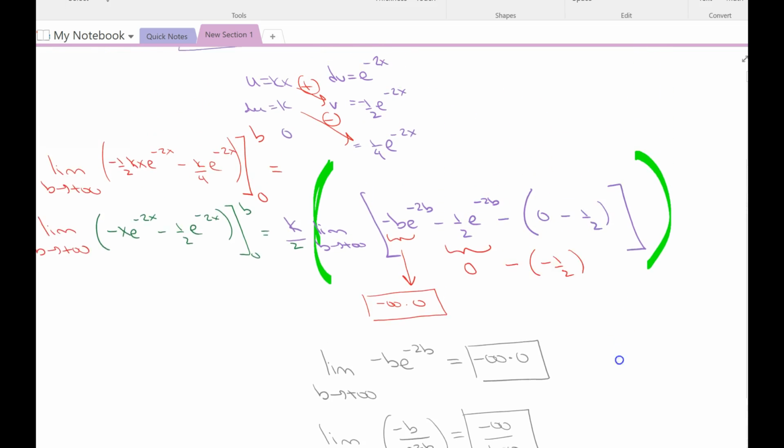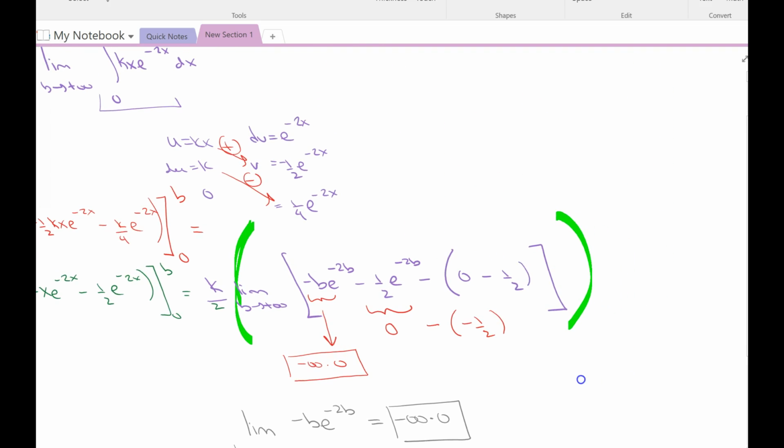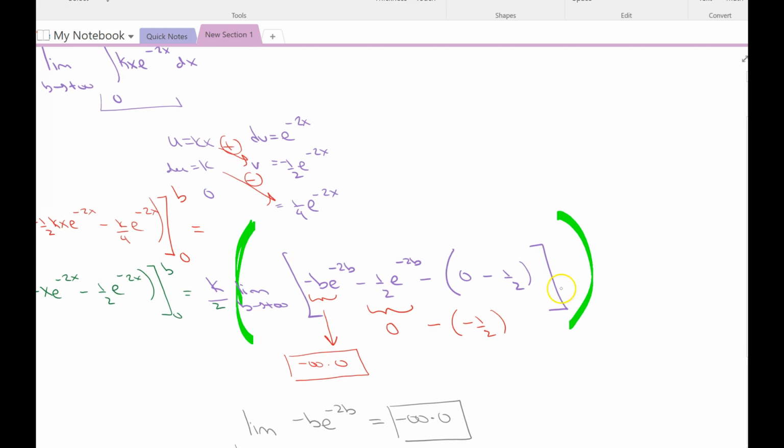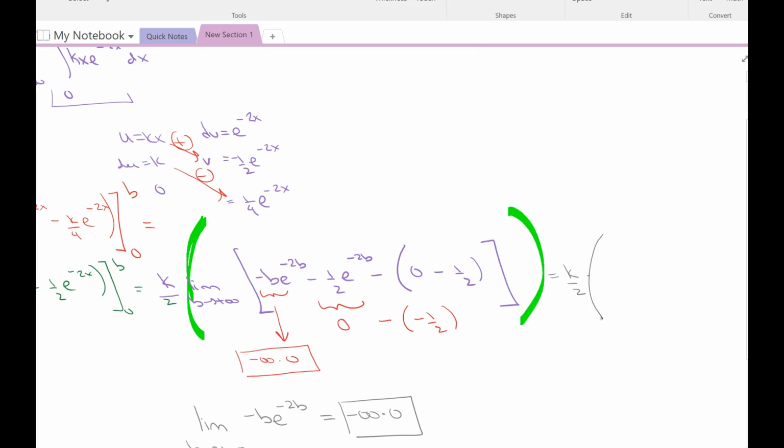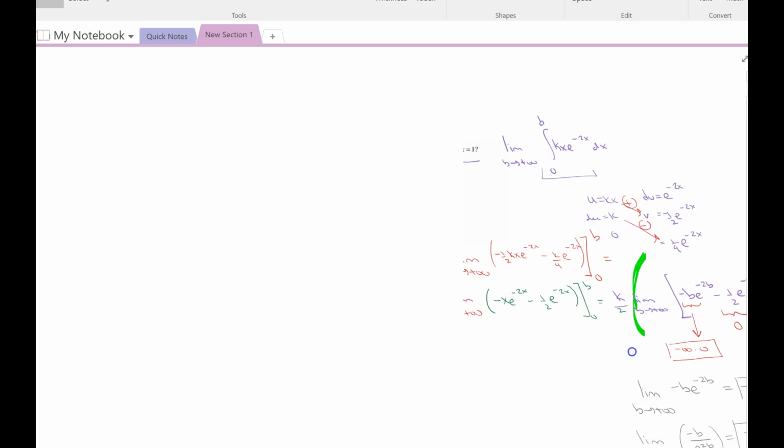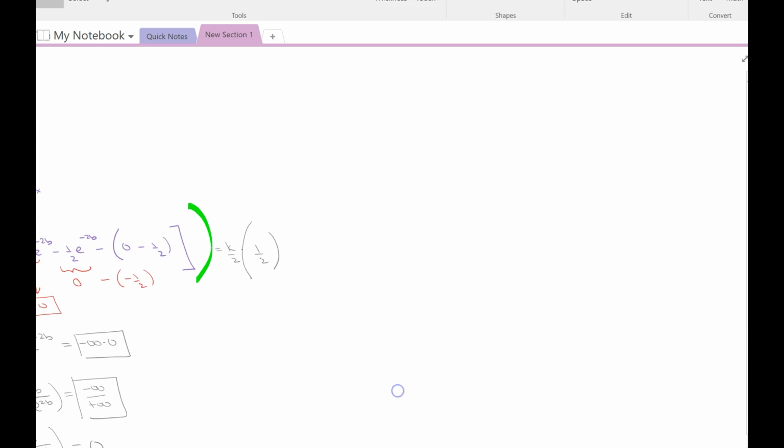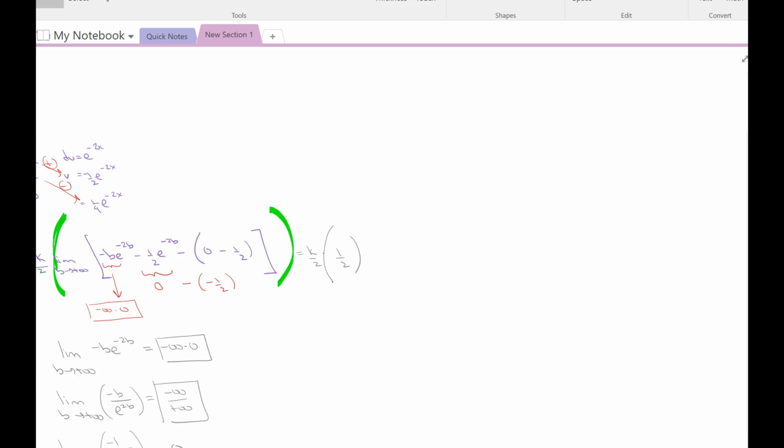So let's walk it all the way back. Now we know this entire expression will equal k over 2 times 0 minus negative 1/2, or just 1/2. Now, what did we say this whole improper integral has to equal? 1. So if we know that k over 4 needs to equal 1, therefore, k equals positive 4.